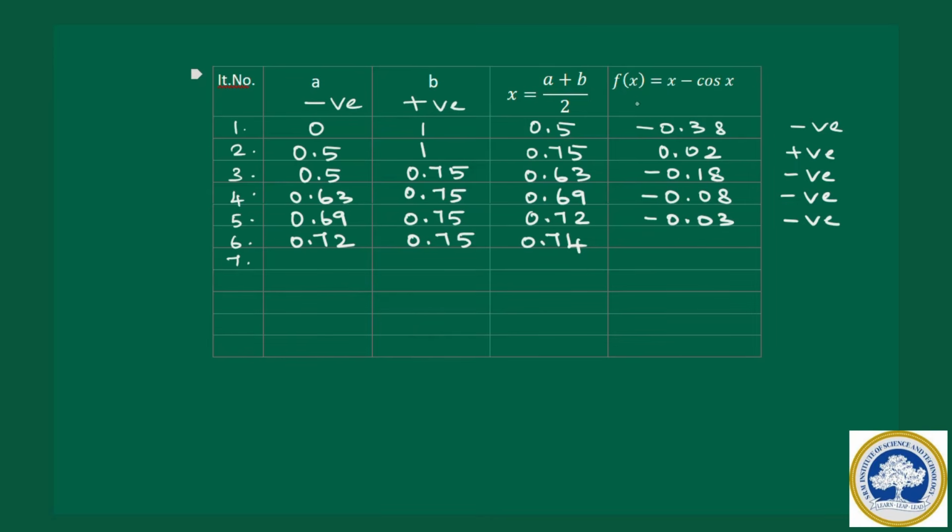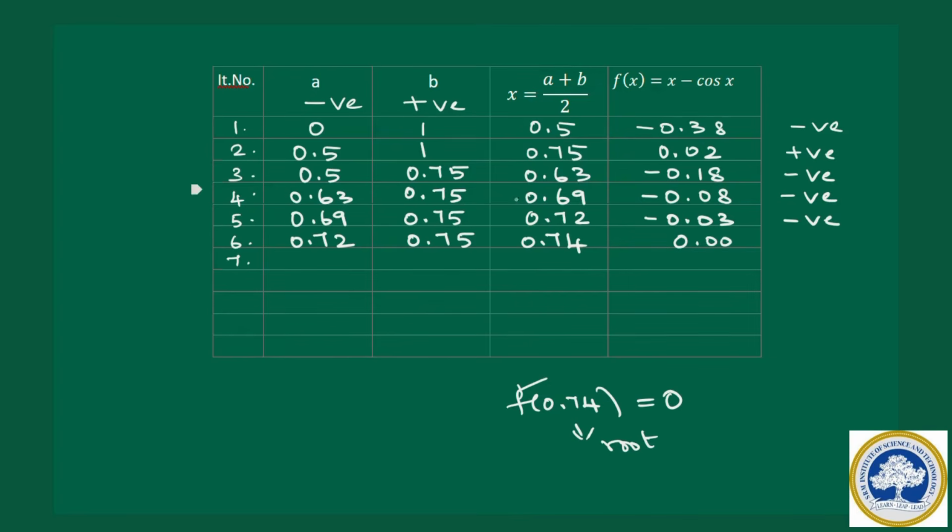So now if you calculate f of 0.74, 0.74 minus cos of 0.74 will give you the answer 0.00. So here 0 is neither positive nor negative, so we can conclude this to be the solution. What do I mean by that? f of 0.74 is giving you the answer 0, which means this is the root. Because 0.74 satisfies f of x equal to 0, we can conclude that 0.74 is the solution here.